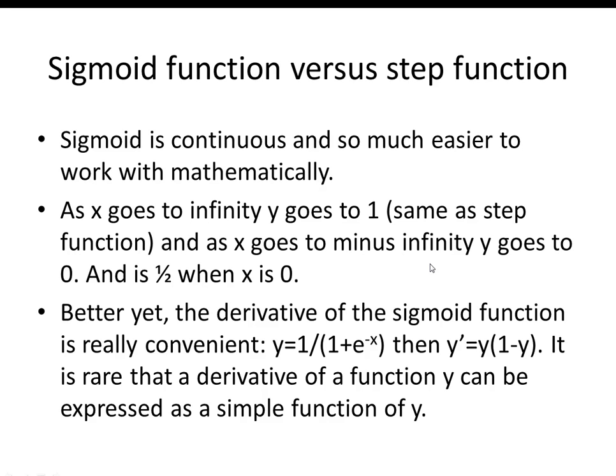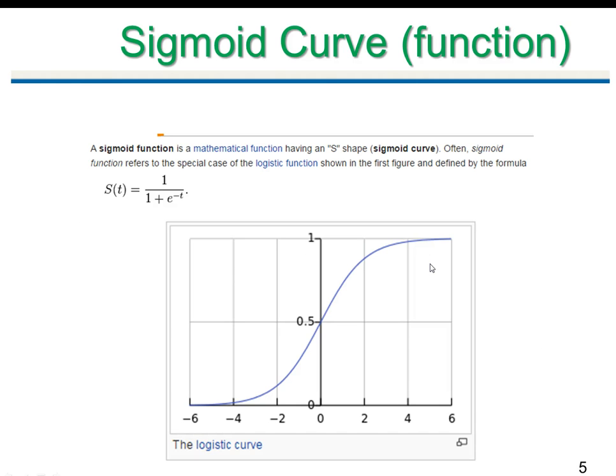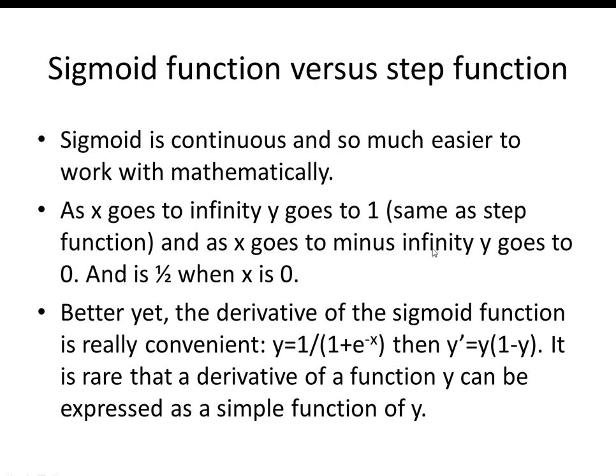Secondly, as x goes to infinity, y goes to 1. That's what we said here, right? It never gets higher than 1, but it's approaching 1. So as x goes to infinity, it gets closer and closer to 1. So that's another reason that it's convenient. It's not clear why that would be good, but it will turn out to be good.